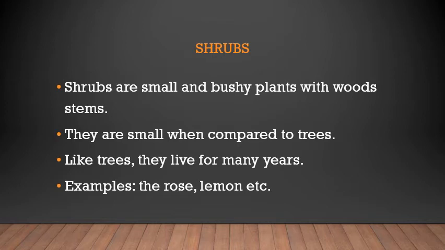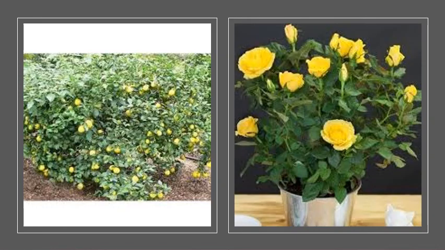What are the examples of the shrubs? The rose and lemon plants. Here is the example. The first picture is the lemon and the second picture is the rose. They don't grow like trees, very big and huge. They are small, but they live for many years.